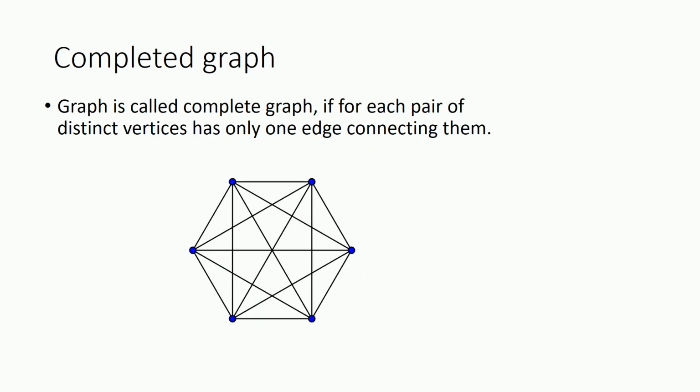A graph is called a complete graph if each pair of distinct vertices has exactly one edge connecting them. The graph below is an example of a complete graph, and it has only one edge between each pair of vertices.